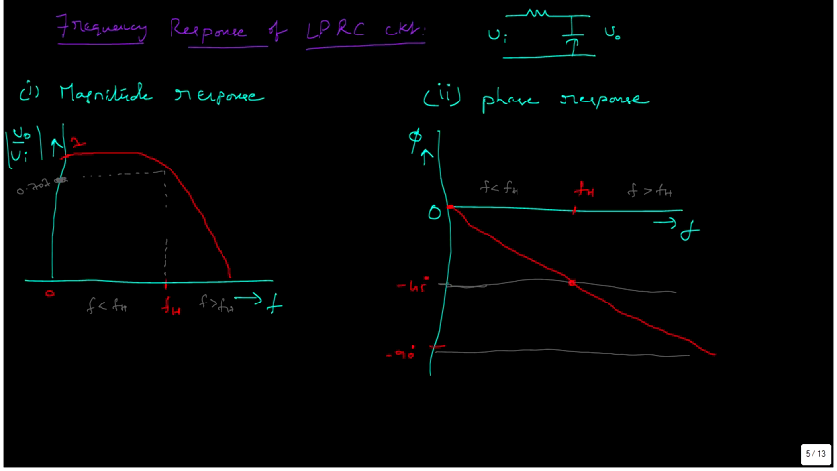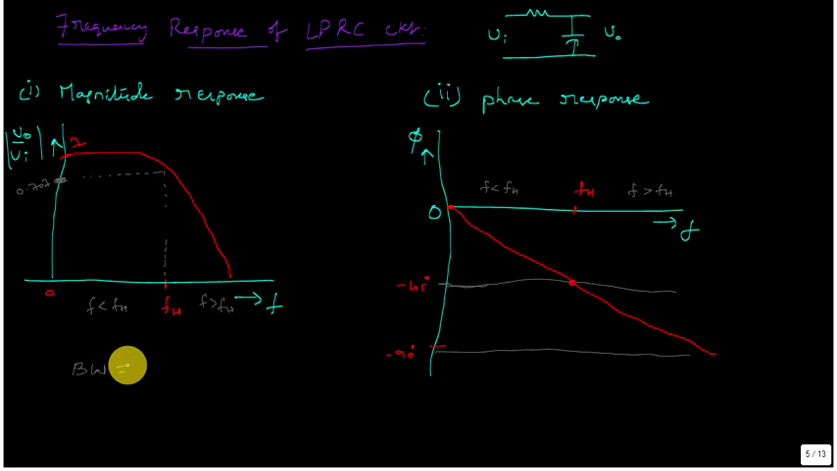Generally, we know the definition of bandwidth. The formal definition of bandwidth is the range of frequencies over which the gain is greater than or equal to 70.7% of its maximum value. From this definition, can you calculate the bandwidth of the low pass RC circuit? Bandwidth can be calculated from the frequency response, that too from the magnitude response.